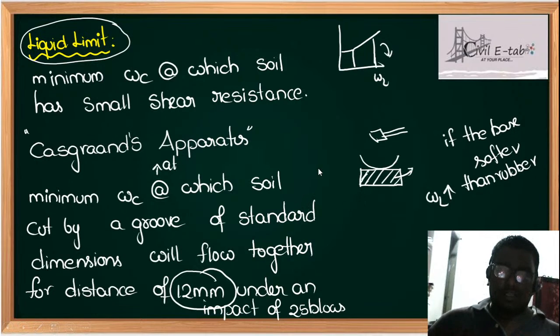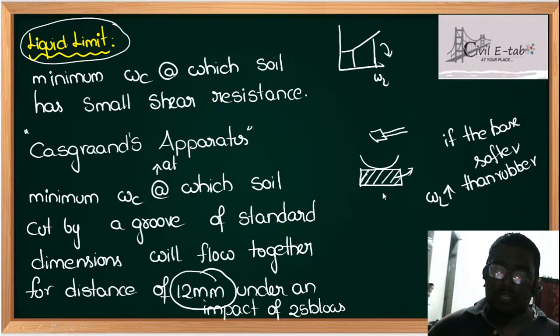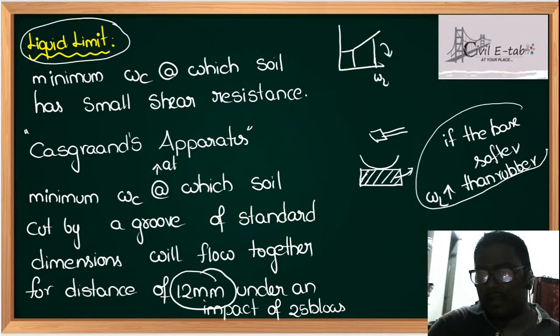Am I clear, students? So the practical definition of liquid limit is, it is the minimum water content at which soil cut by a groove of standard dimensions will flow together for a distance of 12 mm under an impact of 25 number of blows, is known as what, students? Is known as the liquid limit. So there can be a previous competitive question. If the base is softer than rubber, liquid limit always increases because you require more number of blows. That is the reason you have to be clear in this.